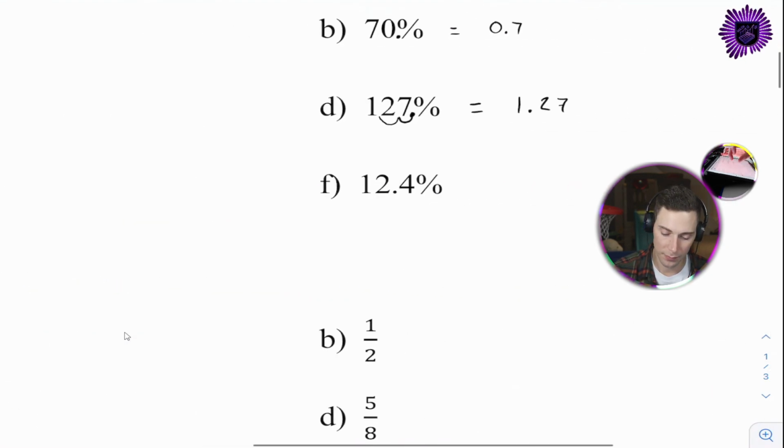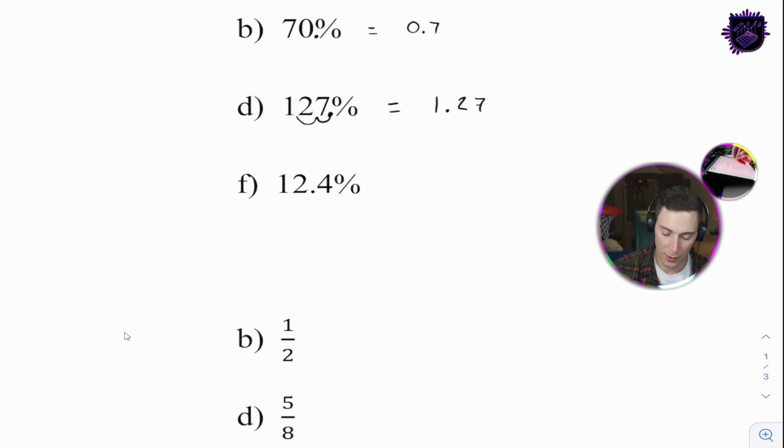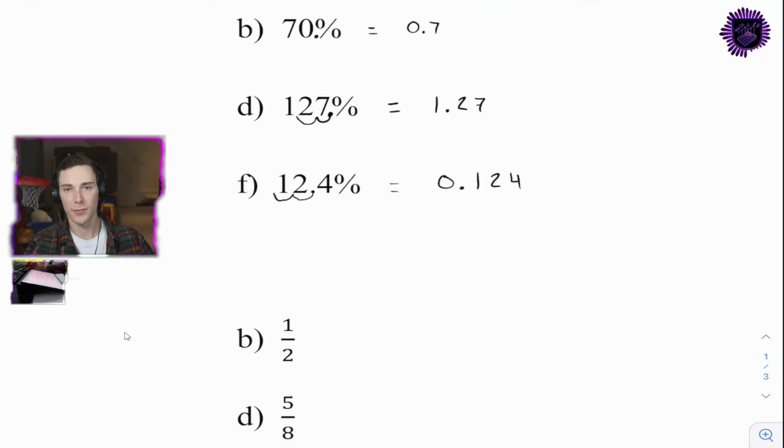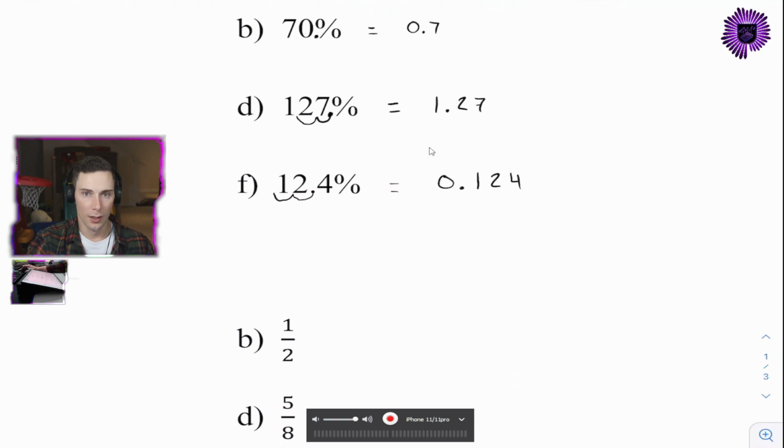E. F is going to be, again, just moving the decimal place over 1 place, 2 places. Our decimal is going to be 0.124. That's our decimal, 0.124. This is really not too hard. Well, these two aren't. As long as you understand moving the decimal place back and forth, that's not too bad.